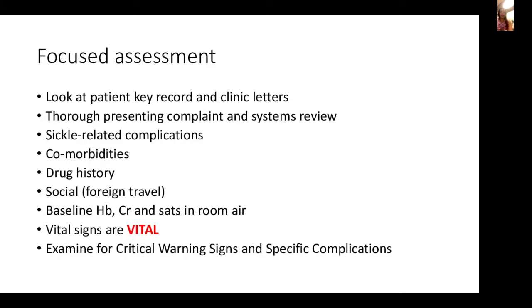A lot of our patients with sickle cell in this country have travelled to Africa, so you still need to think about other general medical conditions and malaria in particular. It's important to know their baseline hemoglobin, renal function, and SATs on room air. And I cannot stress enough that it's really important to look at the vital signs. Then you really peruse the chart and scrutinise the critical warning signs and look at the specific complications.